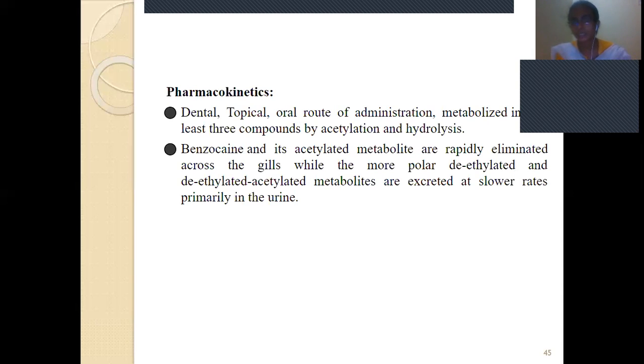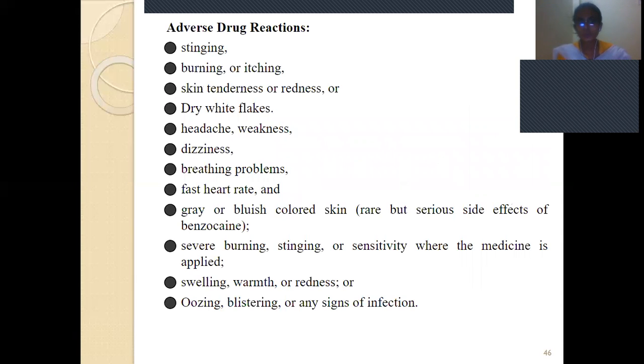So it is a dental, topical, and oral route of administration, and it undergoes metabolism by acylation and hydrolysis, and it is eliminated through the urine. So adverse drug reactions are burning, itching, stinging, skin redness, dry white flakes, headache, weakness, dizziness, fast heart rate, breathing problems, changing of the skin color, and burning sensation, sensitivity where the medicine has been applied, swelling, and redness. So these are the adverse drug reactions.